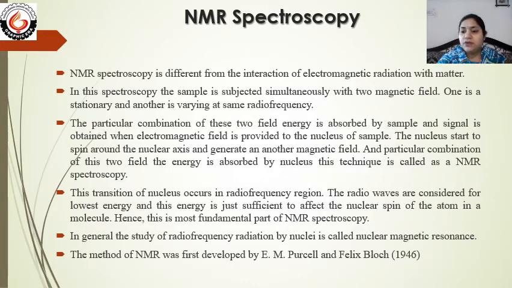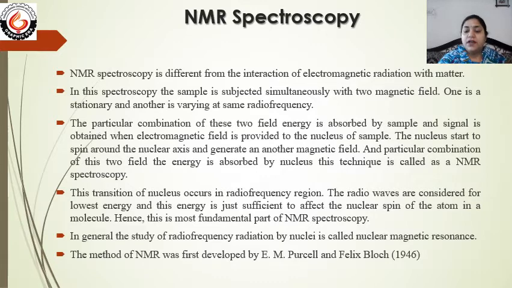Transition of the nucleus, that means in IR spectroscopy vibration takes place in the bond. In UV spectroscopy, the transition of an electron from the ground state to the excited state takes place. And in the case of NMR, it is the transition of nuclear states. Nuclear transition in nuclear magnetism takes place, and that requires the radio frequency region, or energy which falls in the radio frequency region.